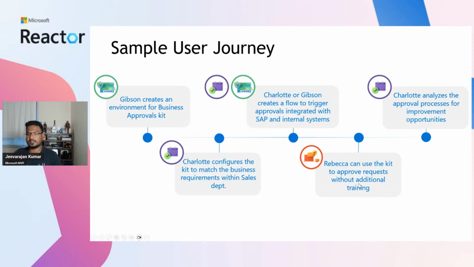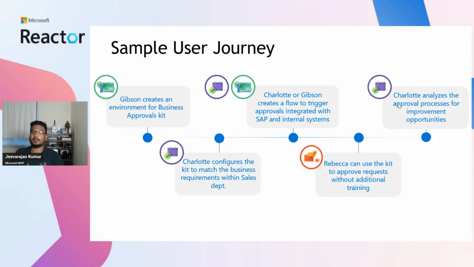And then Rebecca can basically use the kit to approve the request, where she will receive an email or a Teams message where she goes and approves it. And then once she does it, it gets approved. And Charlotte can analyze the approval process, and she'll have a fantastic model-driven app with a centralized view of the overall approval and how it's working and how it's getting approved, so that she can incorporate more improvements, and she can also work closely with Gibson to plan for more improvements.